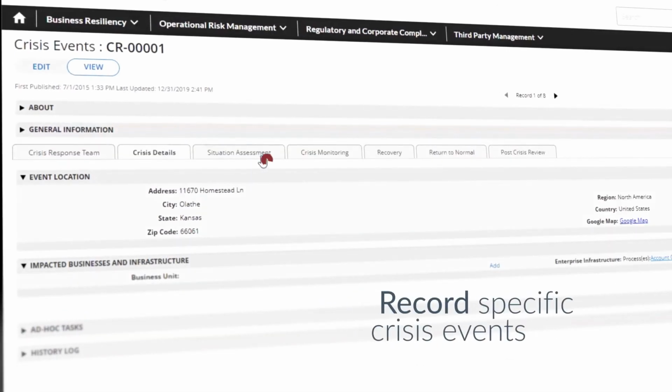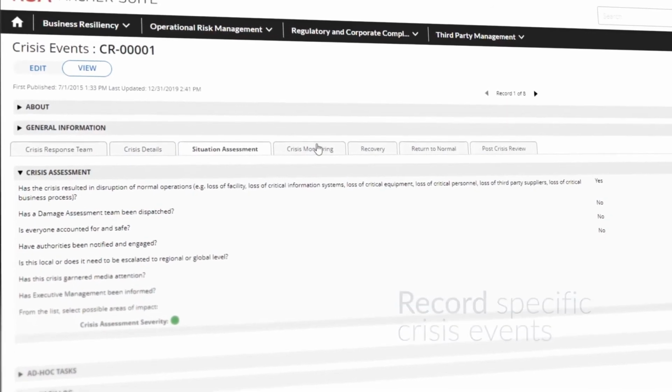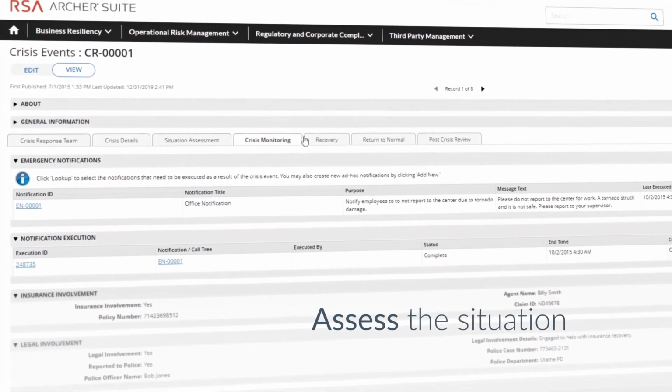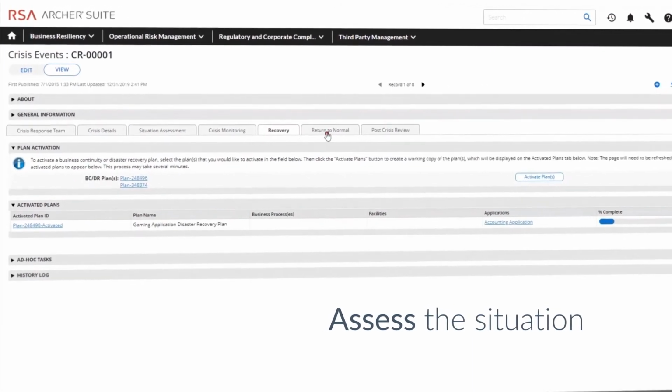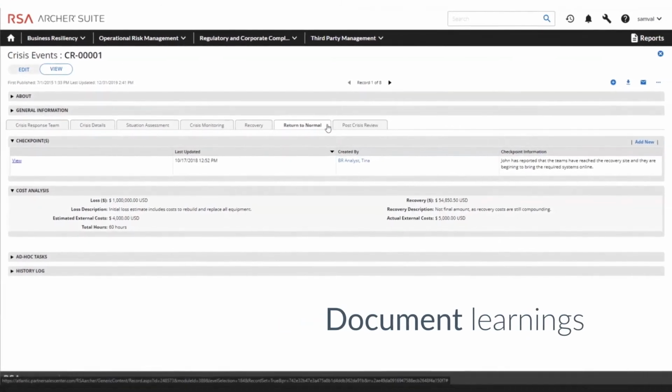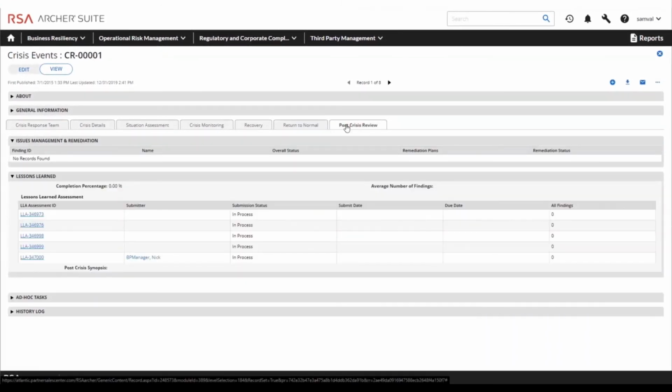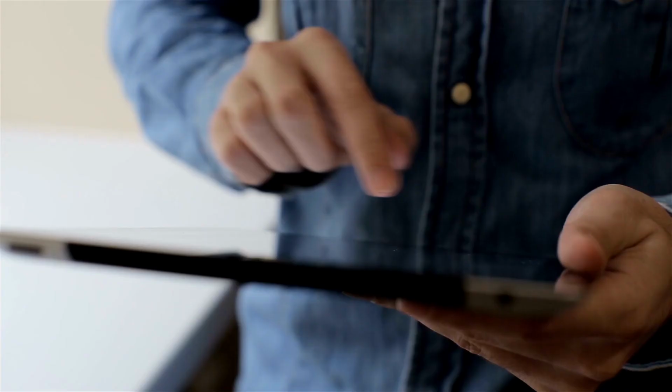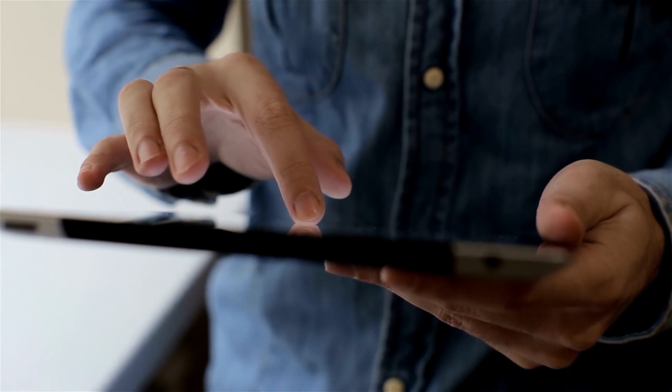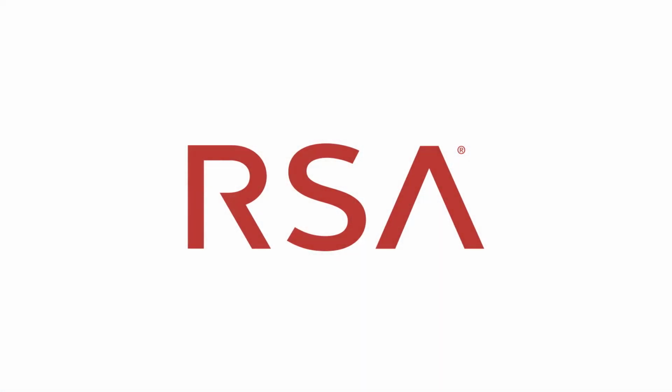It allows you to record specific crisis events that may have activated a plan, assess the situation post-crisis, and document learnings that feed back to your BIAs and inform the organization about what was communicated. With RSA Archer, you can transform the efficiency of your resiliency plan and processes to protect your critical business operations.